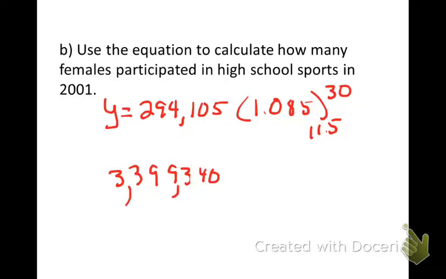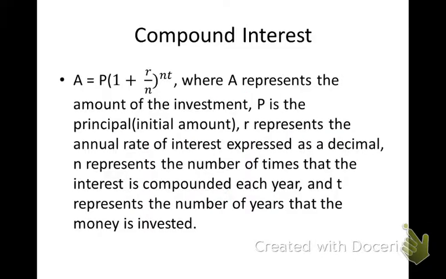So 3,399,340, probably ought to label it, females participating in sports in 2001. And if you want to compare to today, I don't know if that increase is the same or if it's leveled off. I really don't know. So that's an example of using exponential growth.